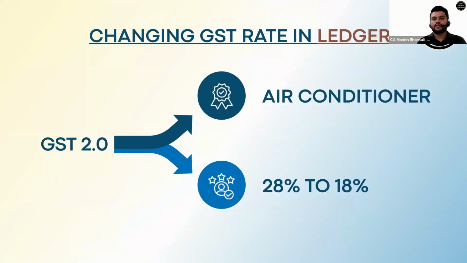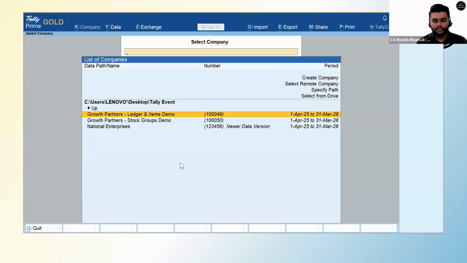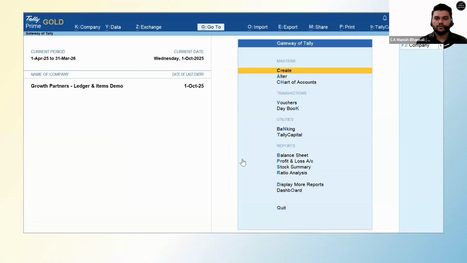For the first one, I have taken an example of an air conditioner. Here I'll show changing the GST rate in ledgers, where the air conditioner, as you know, has come down from 28% to 18%. I'll try to show you exactly how we can do it in Tally. I have a demo company. Yes, here is the demo company. We have two demo companies, one for stock groups and one for stock items, so that we effectively show how the changes can be done.